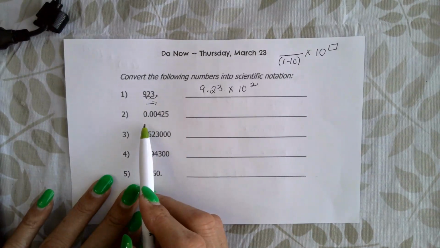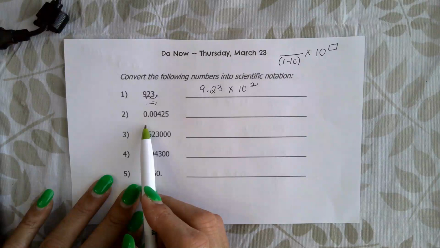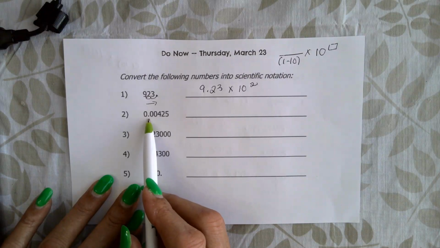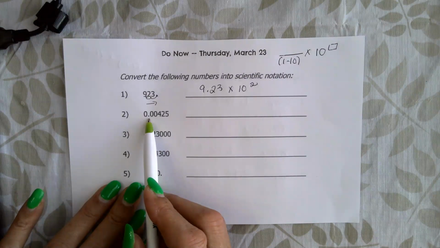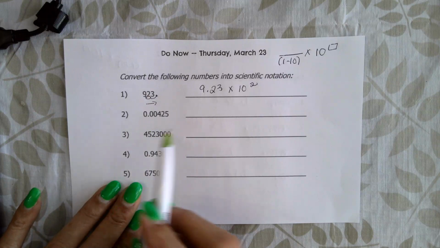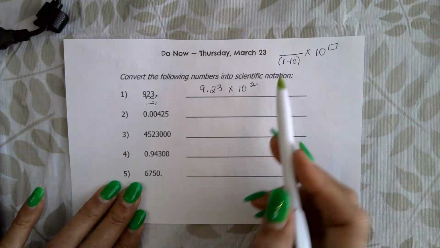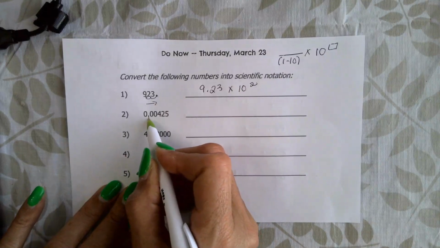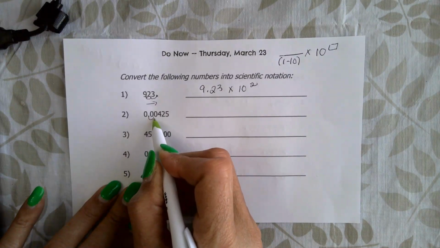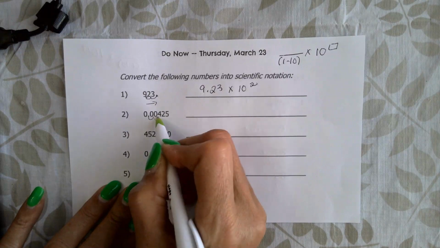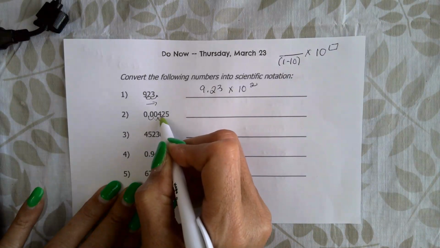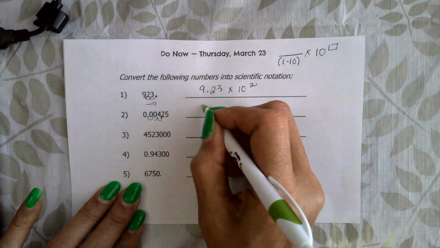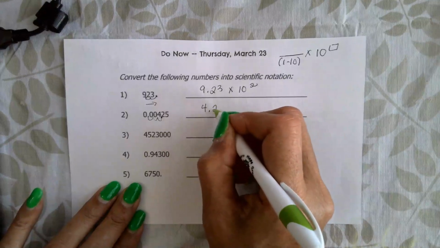Okay, this one already has a decimal point. So if the number already has a decimal point, we know we're going to have to move it until we get to a number between 1 and 10. So if we start here, no. Here, no. What about here? Yes. 4 and 25 hundredths will be our leading number.